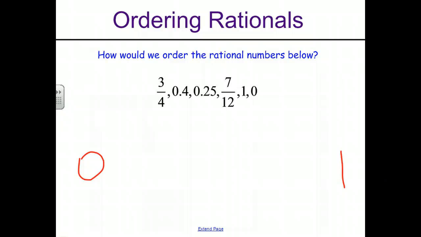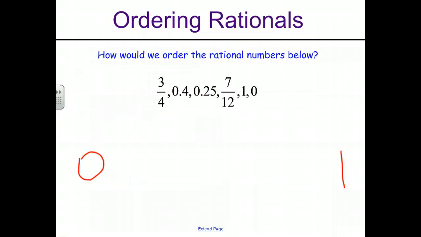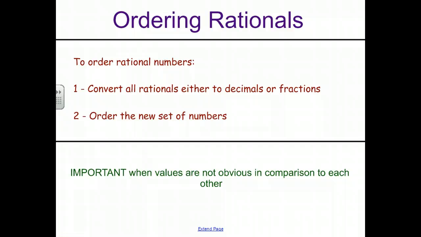So using that information, how is it that we can order a mixed set of rational numbers? Taking a step back from this particular example for the moment, in order to convert and order rational numbers, all we have to do is convert all of the rationals either to decimals or fractions. Now it doesn't matter which. In some of these cases, like 3/4 and 7/12, maybe it's easier to convert 3/4 to a decimal. But 7/12 is a repeating decimal. So maybe instead we want to convert 4/10 and 25/100 into fractions and compare them that way. But whatever way you want to convert, you need to convert all of the rationals either to decimals or to fractions, and then you order this new set of numbers. Because as long as the conversion is correct, all of the rational numbers you have will represent the same amount.